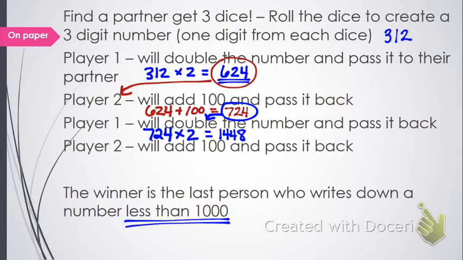I want you guys to play several rounds of this and record those numbers, like who won and what was the starting number. So as you play these rounds, like my starting number was 312 and player 2 won. So I would say player 2, 312. And we'll record them up here, okay?